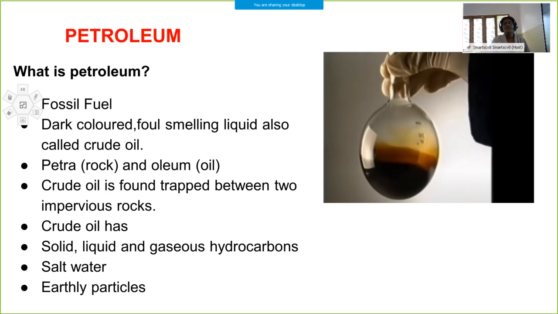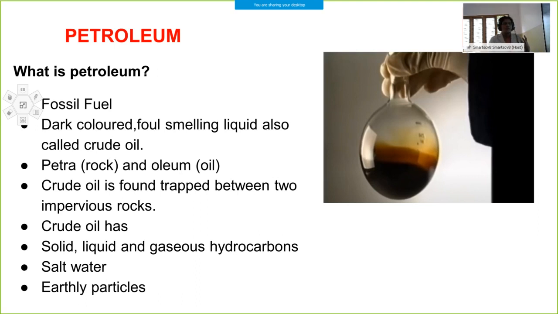The name petroleum is actually Latin in origin, that is petra means rock and oleum means oil. So the oil which is trapped in between the rocks, that is the meaning. Petroleum: petra means rock and oleum means oil. So that means petroleum is the oil which is trapped in between the impervious rocks.